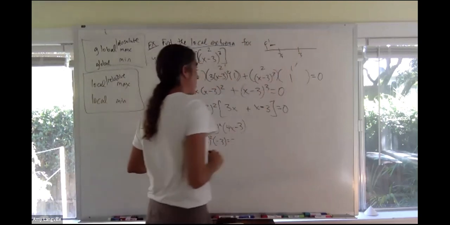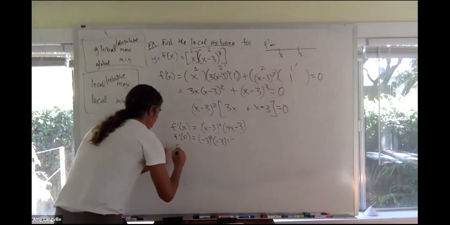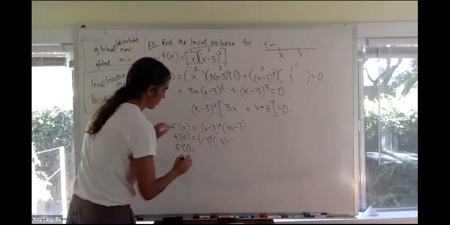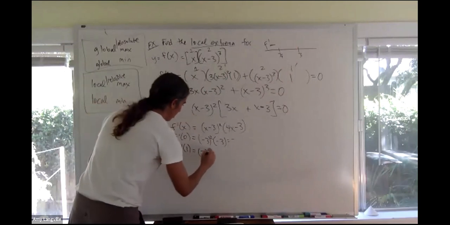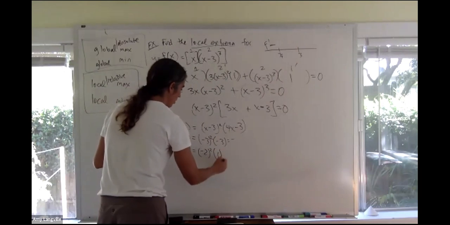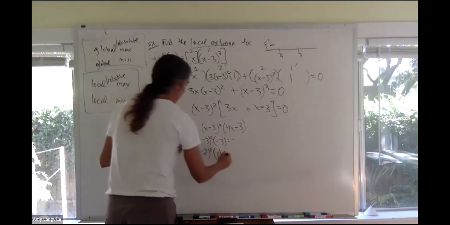Then I'll try maybe 1, seems pretty easy. f prime of 1 makes the arithmetic a bit easier. So I'll have 1 minus 3 is minus 2, squared becomes a positive number. 4 minus 3 is 1. So positive times positive, positive.